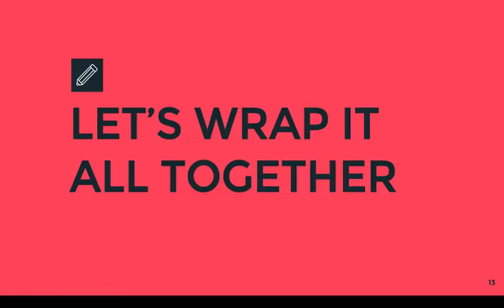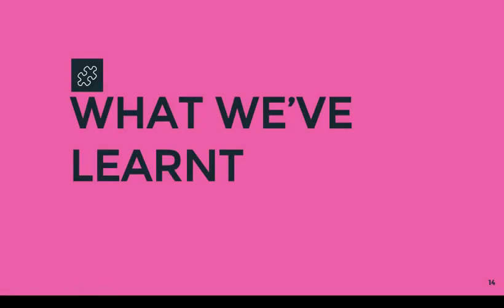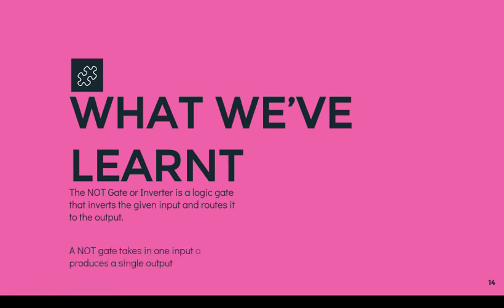So let's quickly wrap what we have learned so far together. What we've learned so far is that the NOT gate, or sometimes called an inverter, is a logic gate that inverts the given input and routes it to the output. A NOT gate takes in one input and produces a single output, right? And the Boolean expression which governs the NOT gate is given as y equals not x.